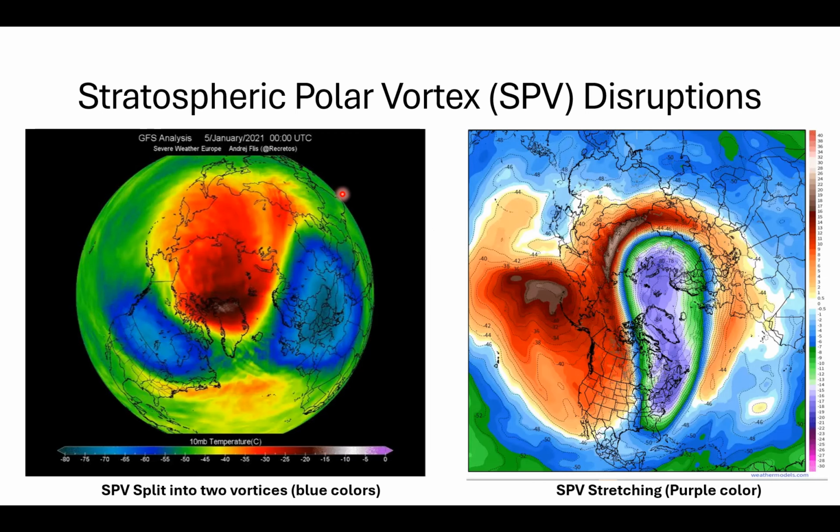On the left here, I'm showing an example from Severe Weather Europe. This is an example on the left here of a stratospheric polar vortex split.